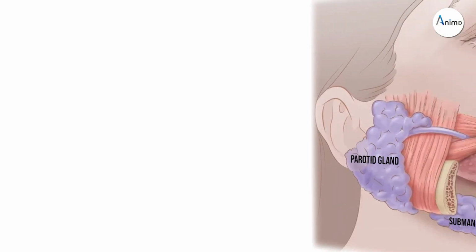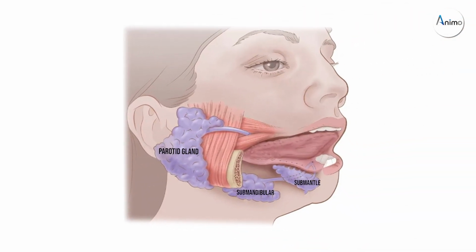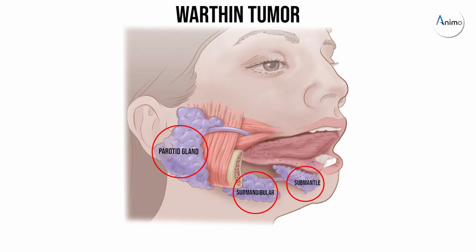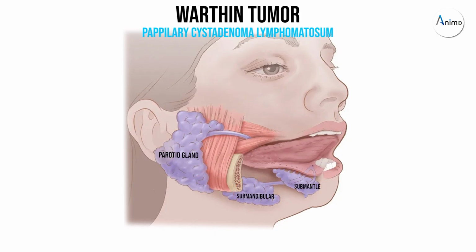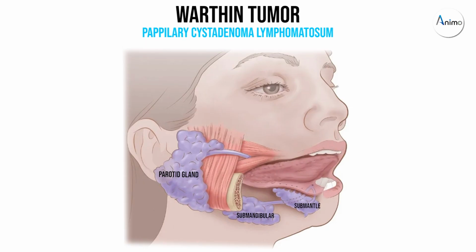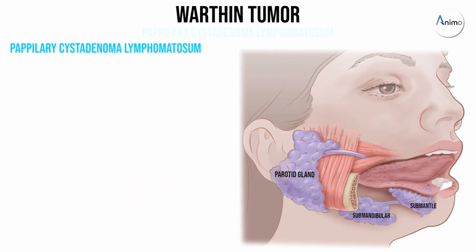So now, moving on to the next histopathology of the oral cavity, we found the Warthin tumor, which is also known as papillary cystadenoma lymphomatosum. So what's wrong with this weird name? Let's break it into pieces.